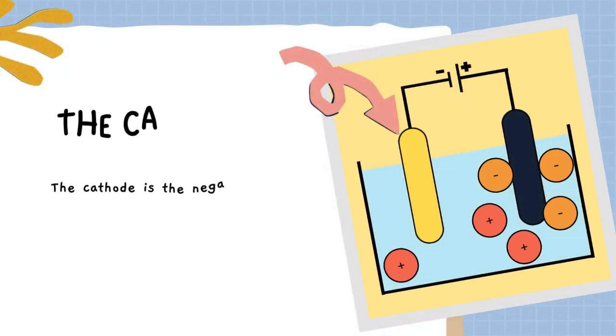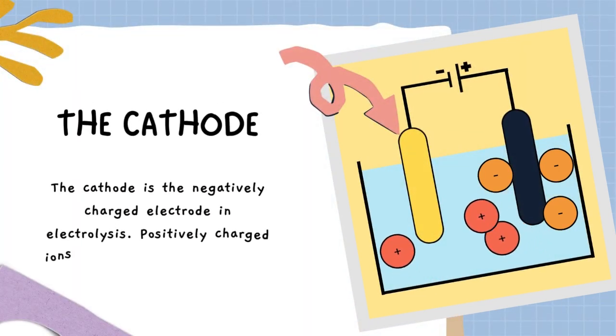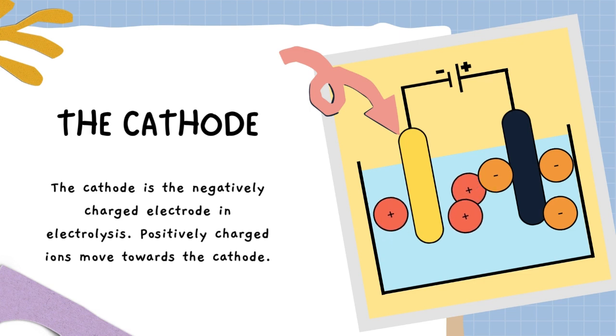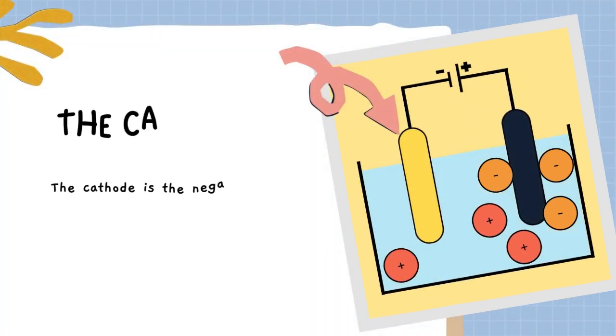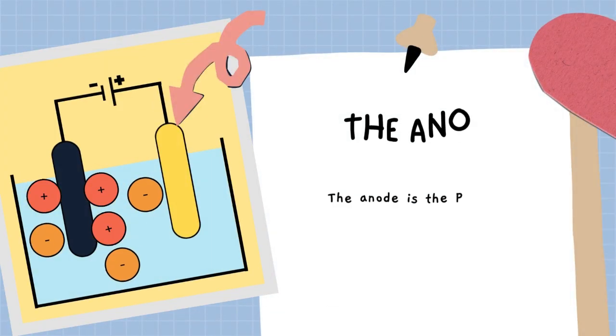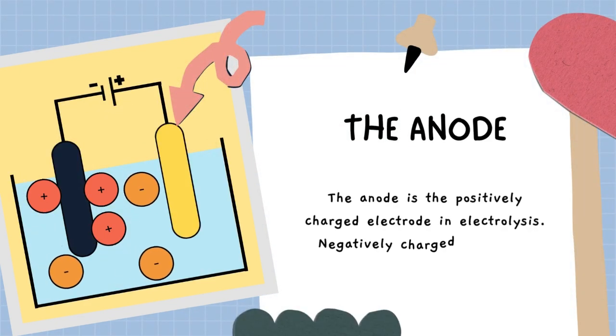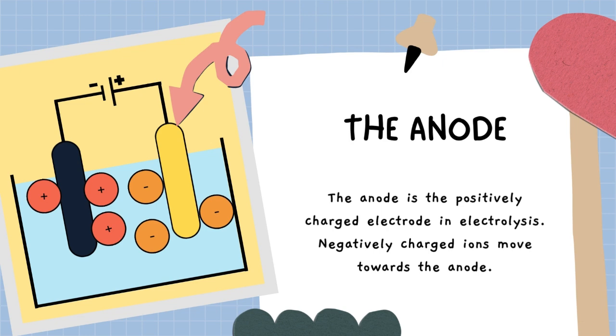The cathode. The cathode is the negatively charged electrode in electrolysis. Positively charged ions move towards the cathode. The anode. The anode is the positively charged electrode in electrolysis. Negatively charged ions move towards the anode.